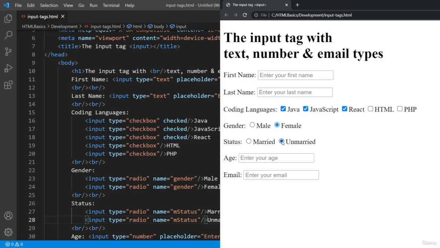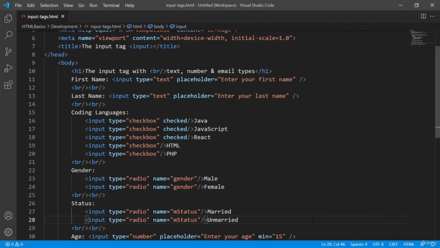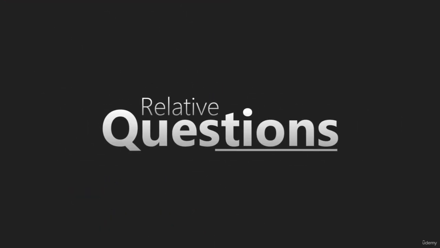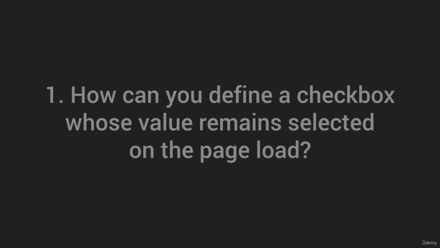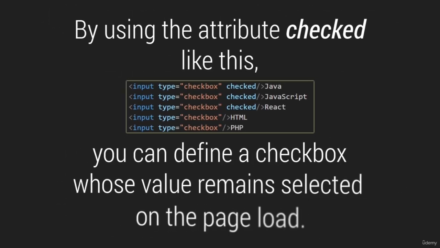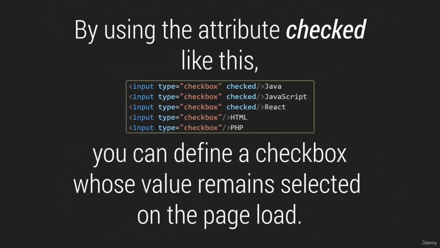So this is the basic idea about checkbox and radio button. We will use a lot when we create forms in the forthcoming advanced sections. Now let's talk about related questions. So how can you define a checkbox whose value remains selected on the page load? By using the attribute checked, you can achieve this, as we have seen here in this example.